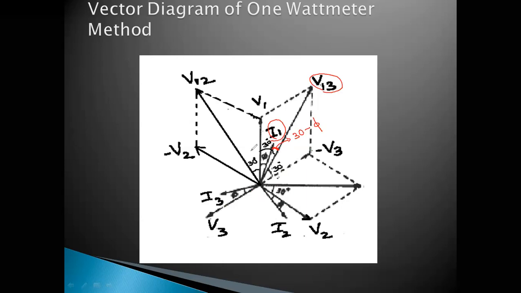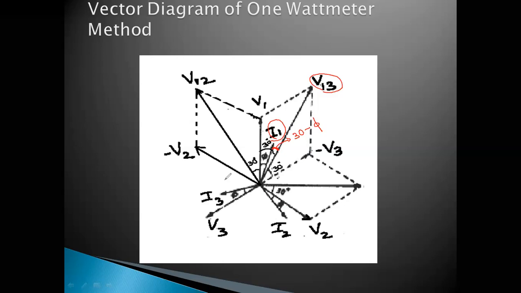Similarly, when the switch is in position 2, the current through the current coil remains unchanged, the same I1, and the voltage across the pressure coil changes to V12. This is our V12. Just like V13, V12 will also bisect the angle between V1 and minus V2. So the angle between V12 and V1 is 30, as shown here. And the angle between V1 and I1 is 5.